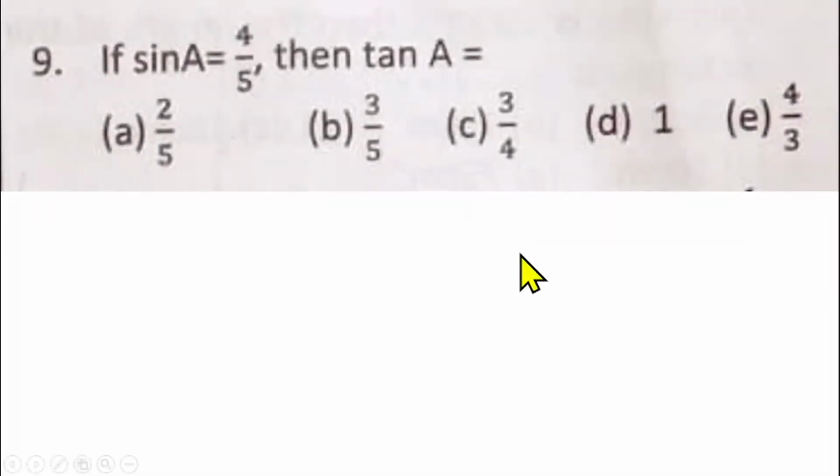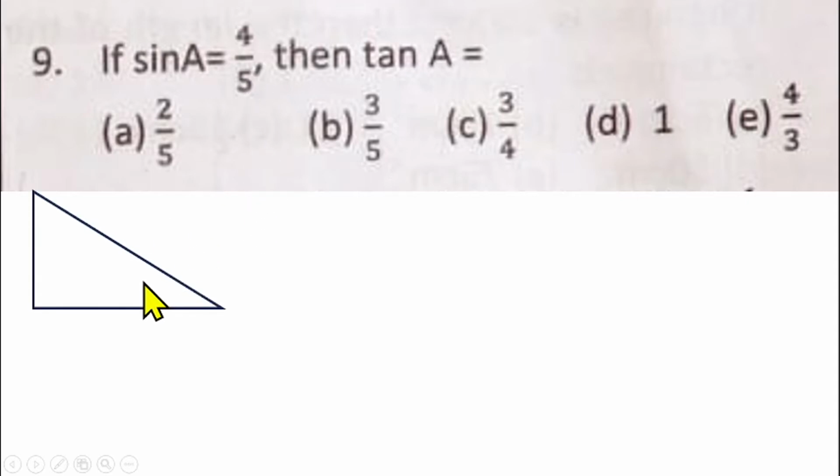Question number 9 is from trigonometric ratios. You are given that sine A is 4 over 5, then we have to find tan A. Since this is from trigonometric ratios, the best thing to do is to draw the right angle triangle and supply this information in it. So the angle here is A, we make this the acute angle and put A there. Sine is opposite over hypotenuse, so this is the opposite of angle A, and this is the hypotenuse, so there will be 4 here and 5 here.